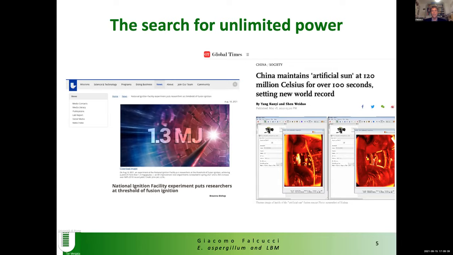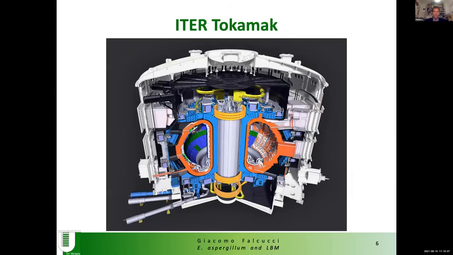However, we are still far from net energy production, because to achieve this 1.3 megajoule, 2.4 were necessary to produce the plasma and to cool the reactor. Okay, so this is mainly the problem of fusion from a power plant point of view.